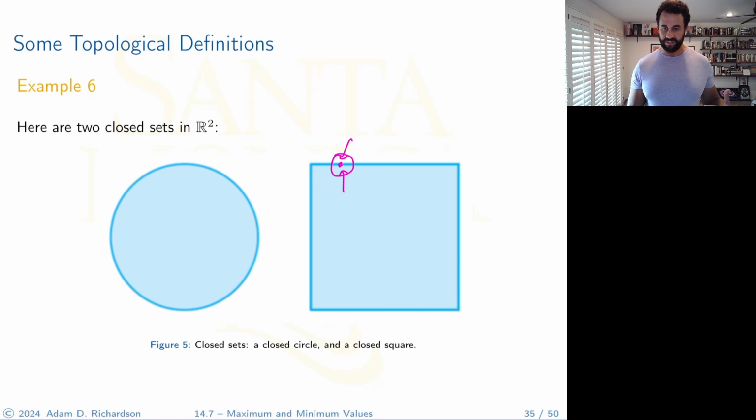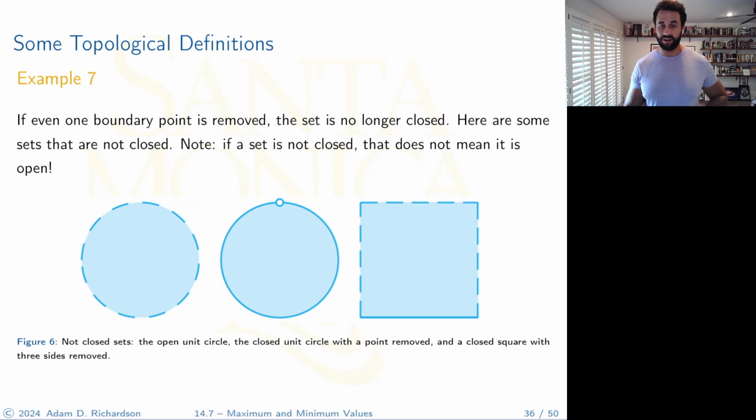Now, similarly, but very different, there are sets that are not closed. If you remove even one boundary point from the set, it is no longer closed. That's an important detail here. You have to have all of the boundary points. So here are some examples of sets that are not closed. This one is definitely not closed. This is basically the open unit disk. It doesn't include the boundary, so it can't be a closed set.